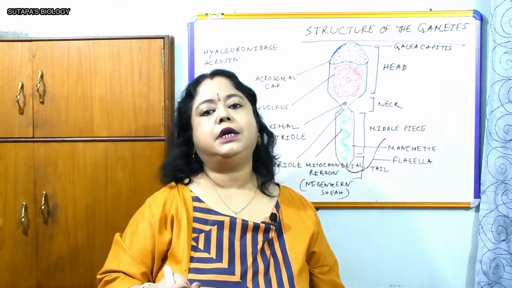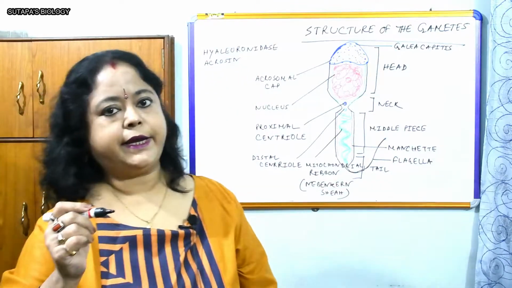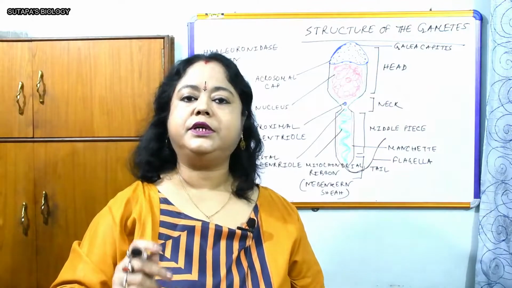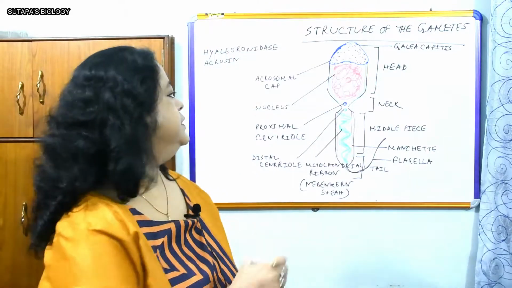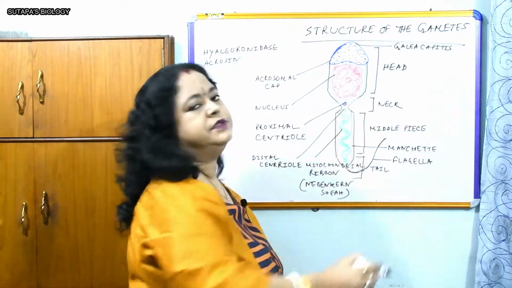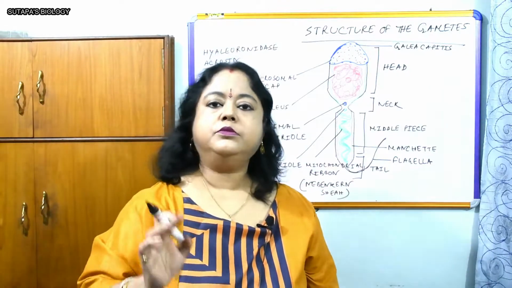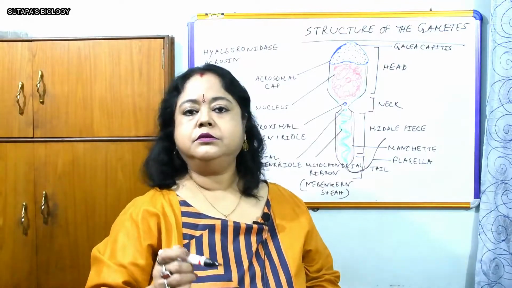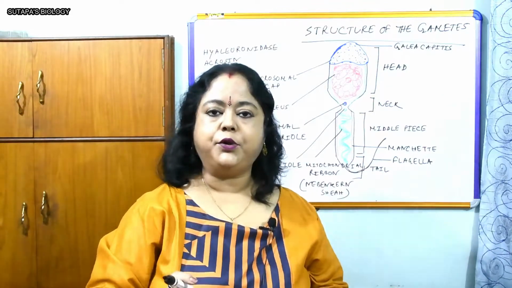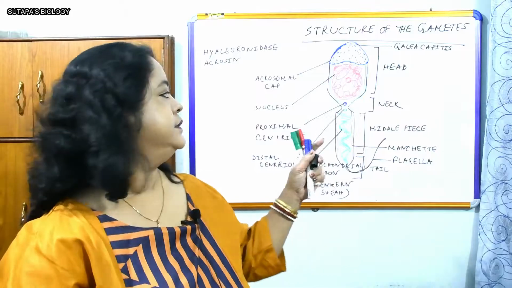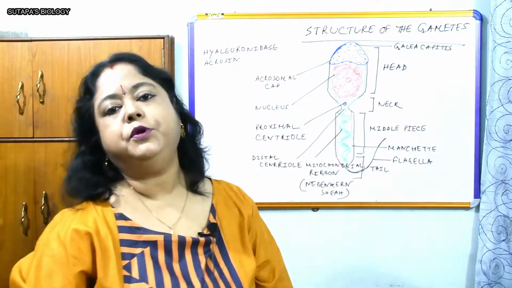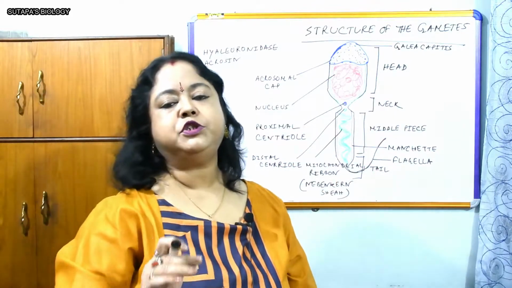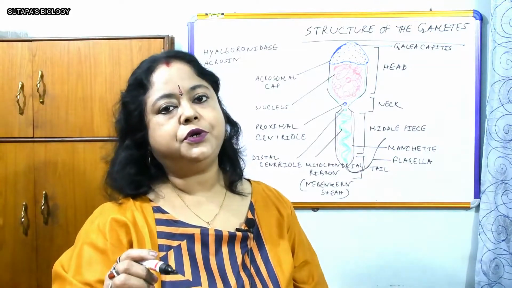And during the fertilization, the head of the sperm, the nucleic acid or nucleus, as well as the proximal centriole, goes inside the ooplasm within the ovum. Why? Because the nucleic acid will do the division to form the zygote, and this centriole will take part in the division. In the division of the zygote, the proximal centriole takes part.